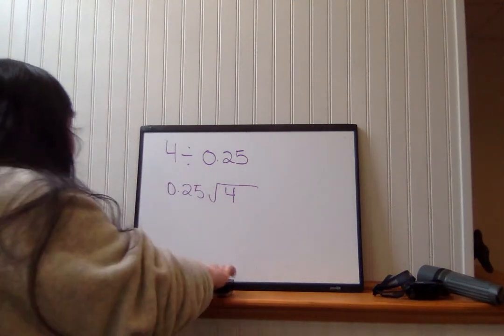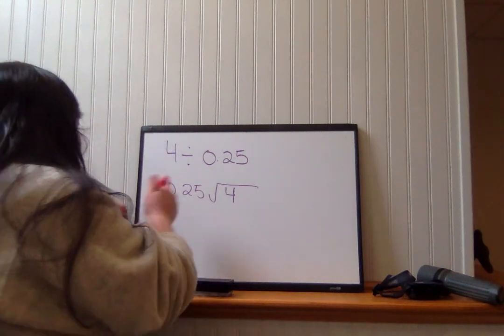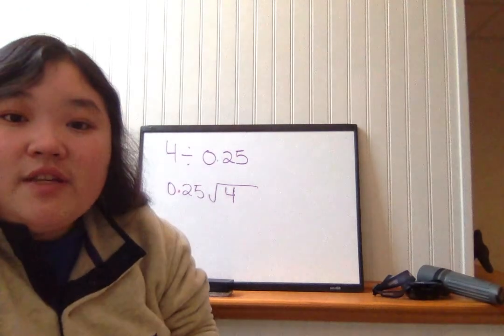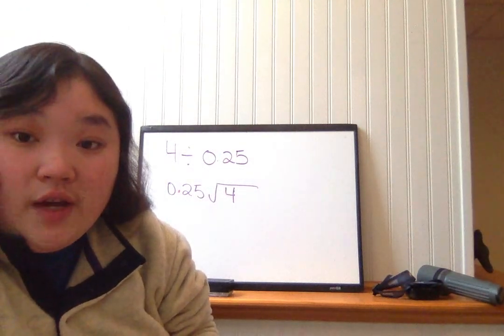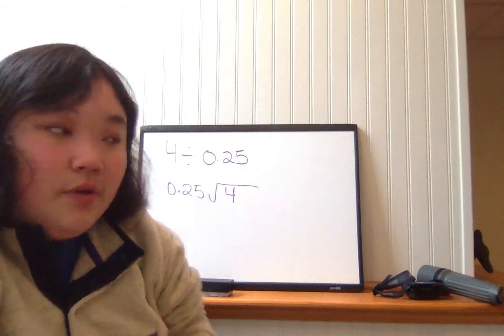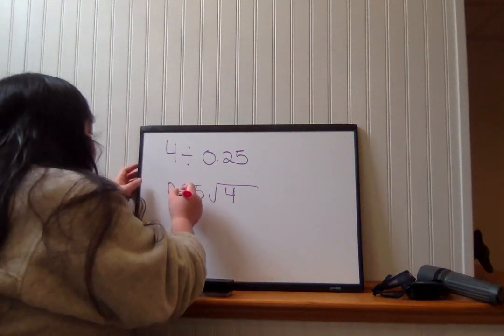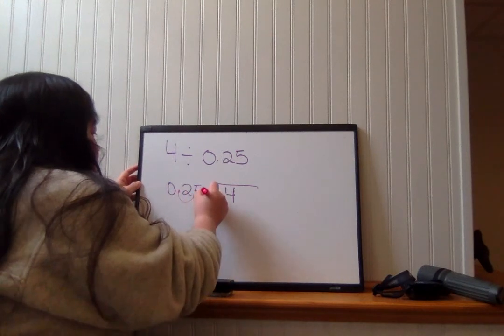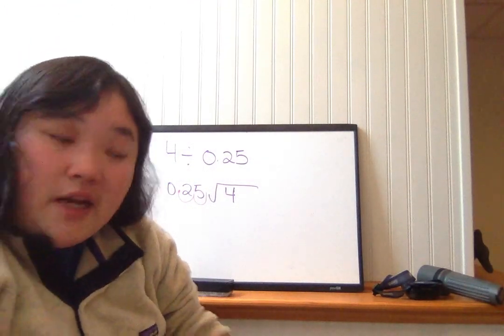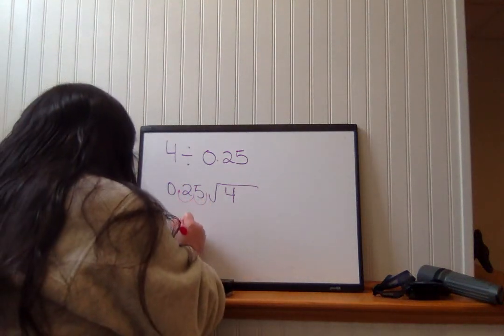It's hard to see my decimal, so I'm going to do it in a different color so you can clearly see that decimal. So what we need to do is take our 0.25 and convert it to a whole number. In order to do that, we're going to have to move our decimal 1, 2 places to the right, which now our 0.25 becomes 25.